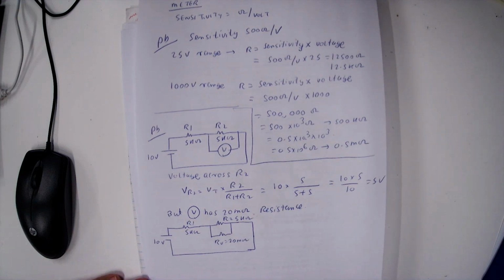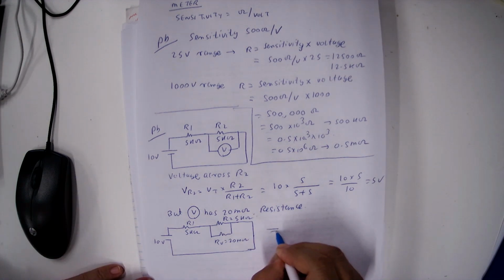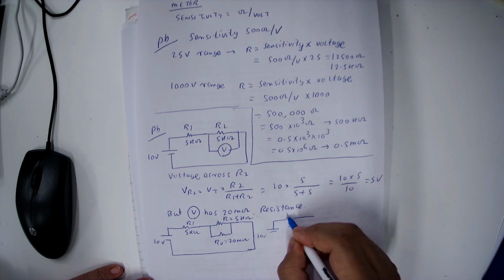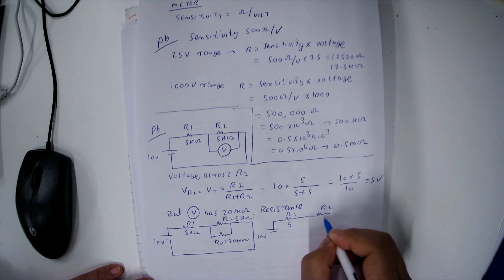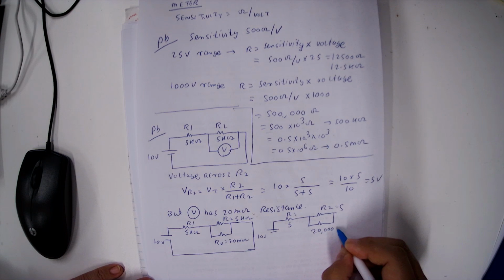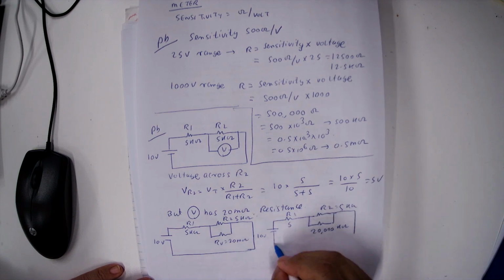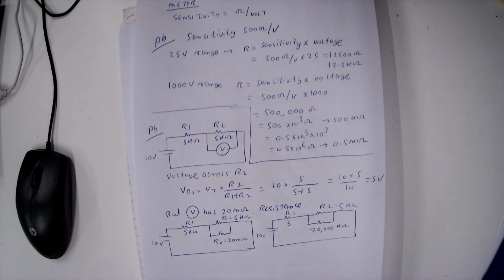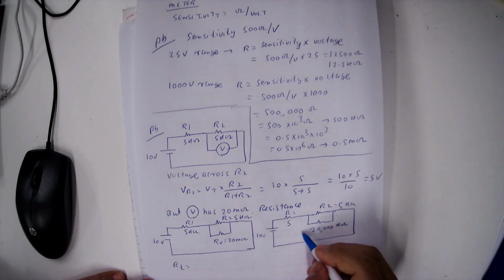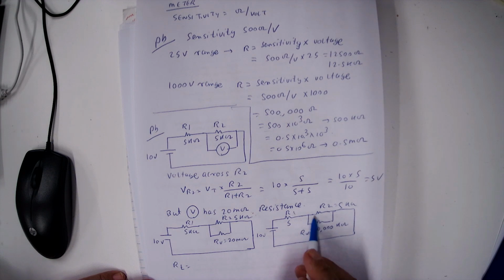So this will be supply voltage 10 volt, R1 is 5, R2 is 5, RV is 20 mega, so 20,000 kilo ohm. We can do it like this. Then we have to find the total resistance, R total. R2 and RV are connected in parallel. Then they are connected in series with R1.